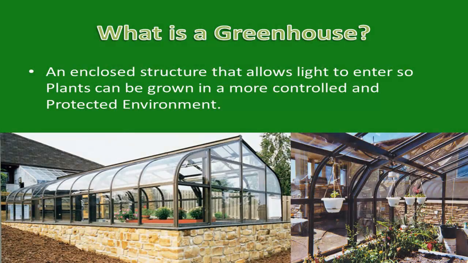What is considered a greenhouse is an enclosed structure that allows light to enter so plants can be grown in a more controlled and protected environment. A few examples can be seen below. Notice the structural differences between each one. There are some advantages and disadvantages to each design.